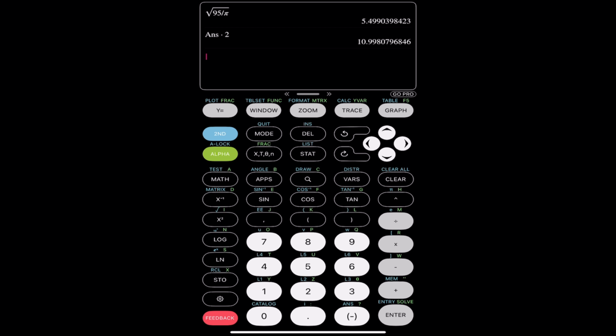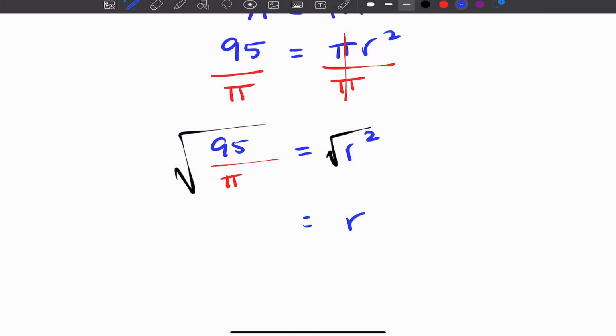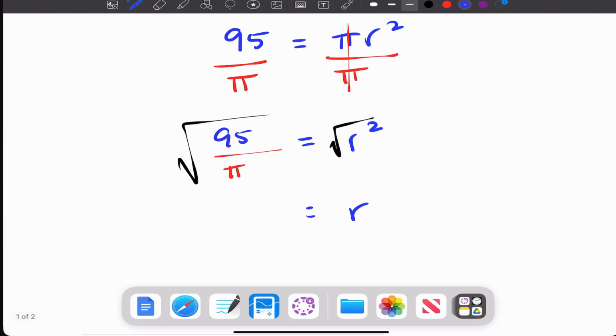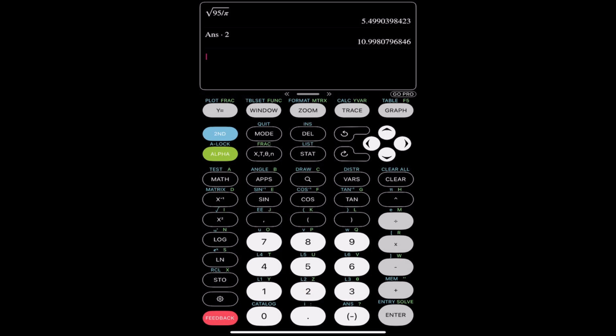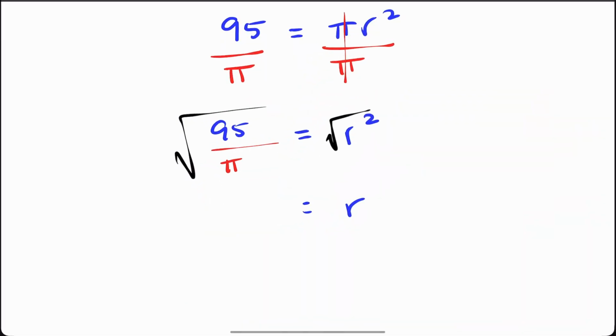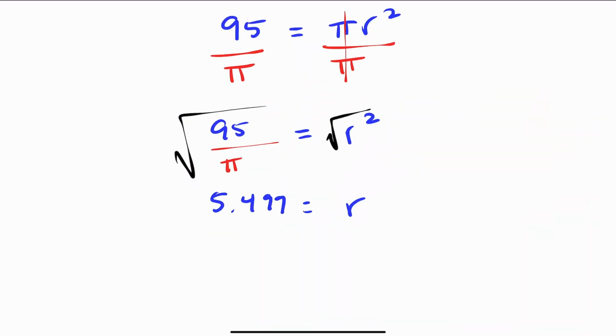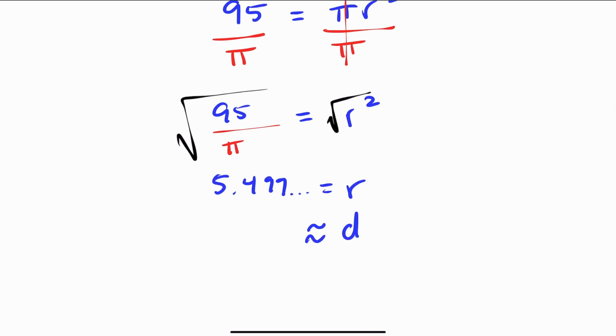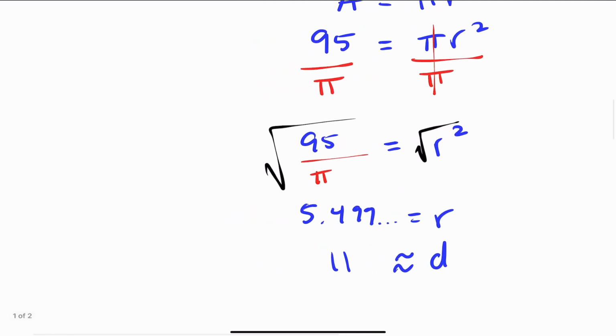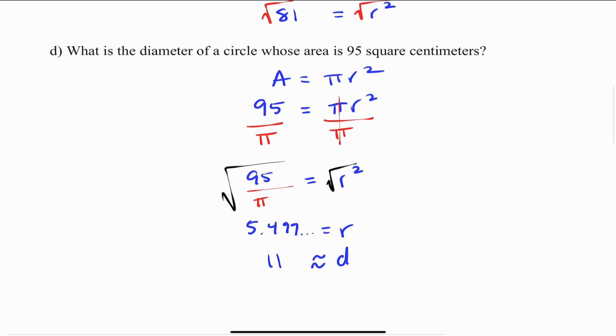I'm going to round this to the nearest whole. That 10 is actually going to become approximately what? 11. So we're just going to say that r, what was r? It was that number, 5.499, equals, and then the diameter is approximately 11. Wait. What's the unit? 11 what? If we're dealing with diameter, it should be 11 centimeters. Okay, so that is my answer.